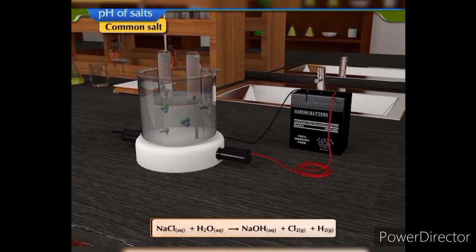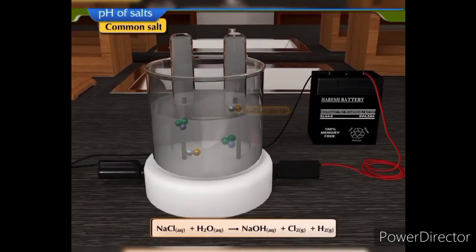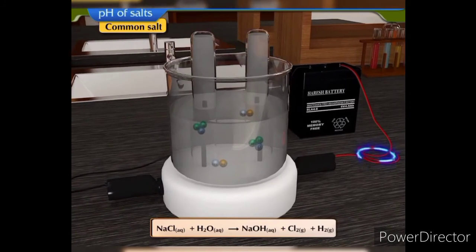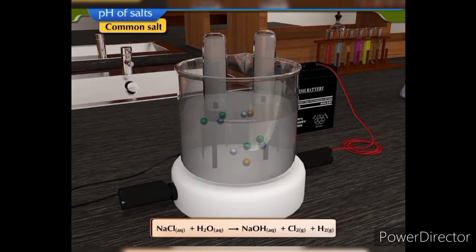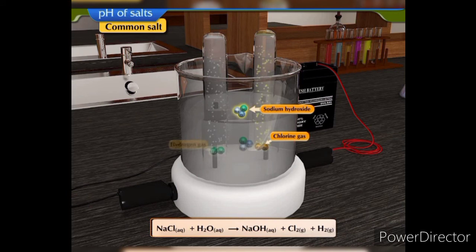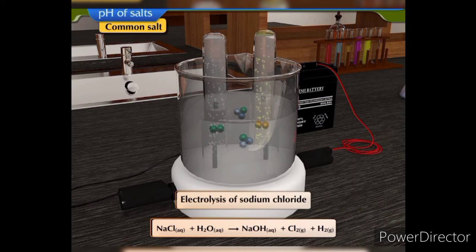What will happen if electricity is passed through a solution of sodium chloride? If electricity is passed through sodium chloride solution, also called brine, it decomposes to form sodium hydroxide, chlorine gas and hydrogen gas. This shows that sodium chloride solution can conduct electricity. This process is called electrolysis of sodium chloride solution.